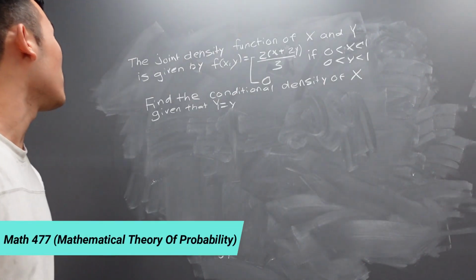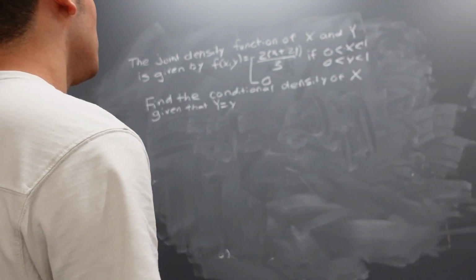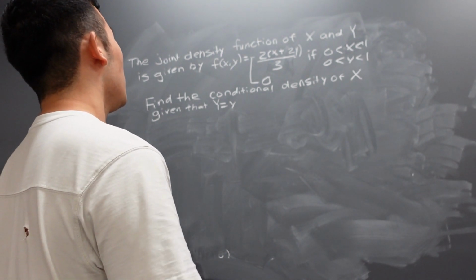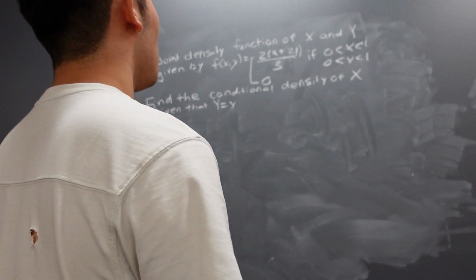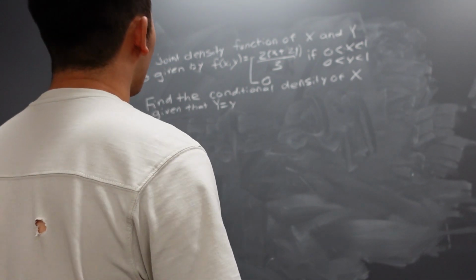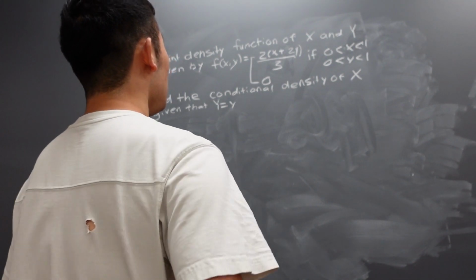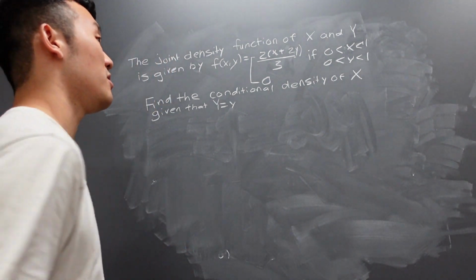Alright, so in this problem here, we're given that the joint density function of x and y is given by f of x,y is equal to 2 times x plus 2y over 3 if x is between 0 and 1, and if y is between 0 and 1. So we're trying to find the conditional density of x, given that Y is equal to y. So we need to use the marginal density function.